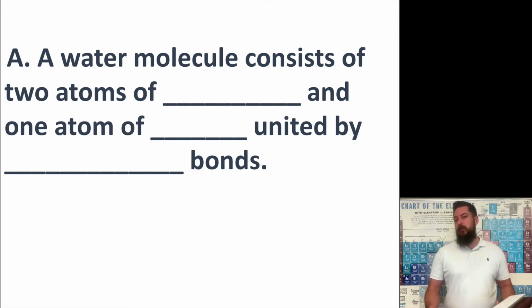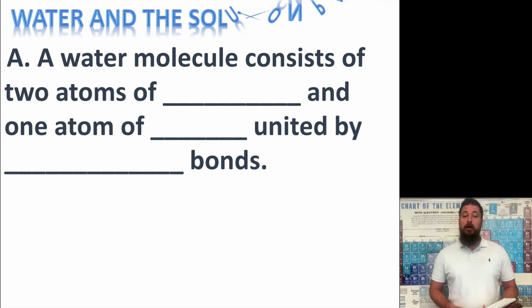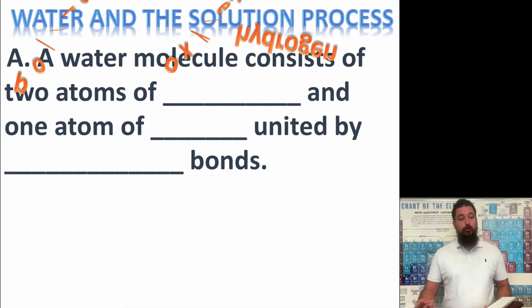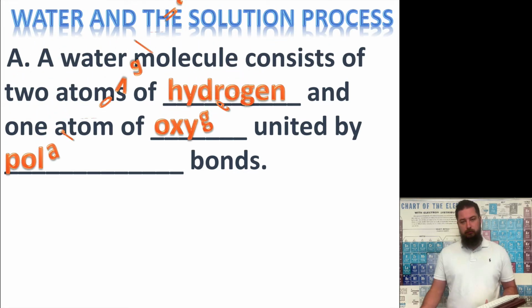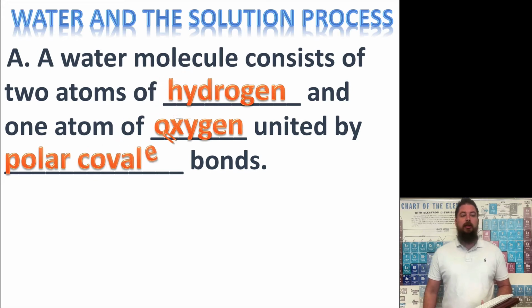And so to help us understand how things dissolve in water, we need to talk about the properties of water and why water has the properties that it has. And so a water molecule consists of two atoms of hydrogen and one atom of oxygen. And they're united by a polar covalent bond.